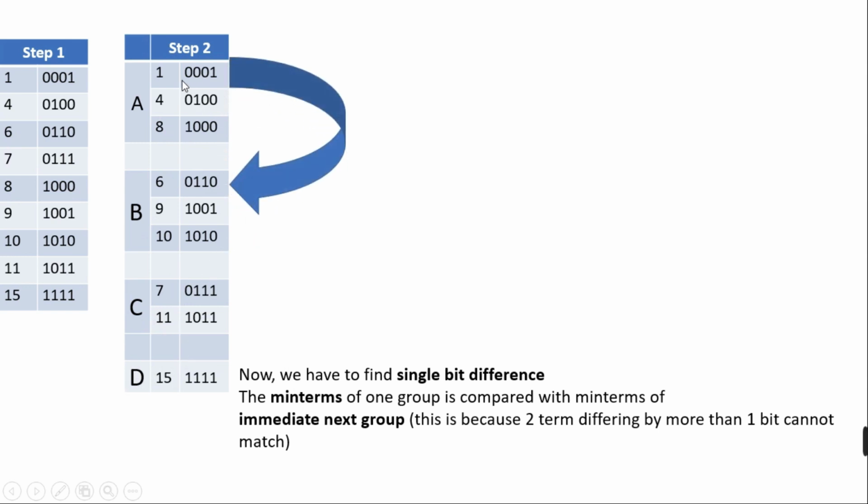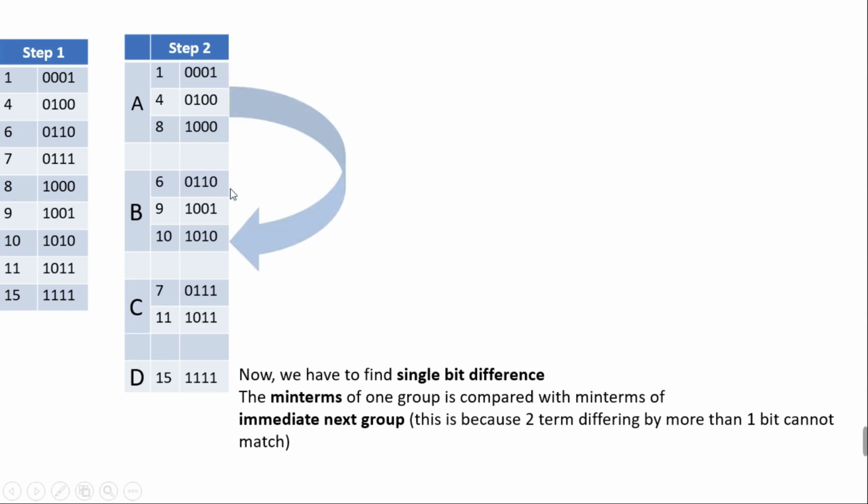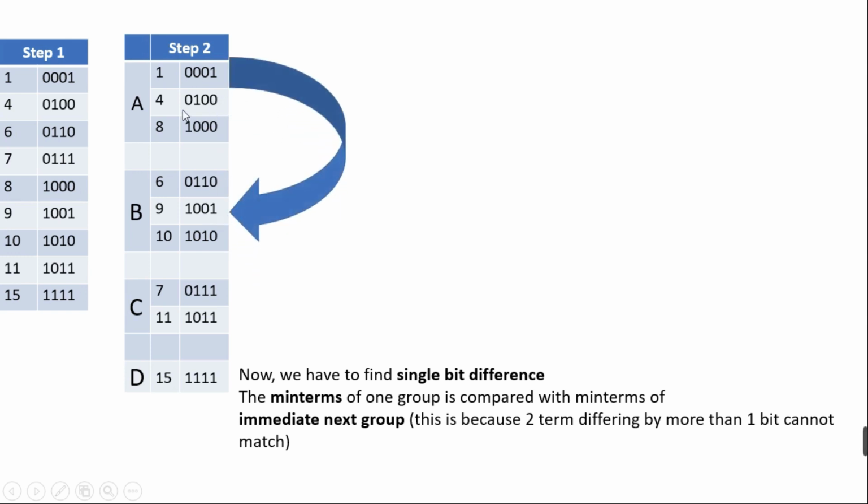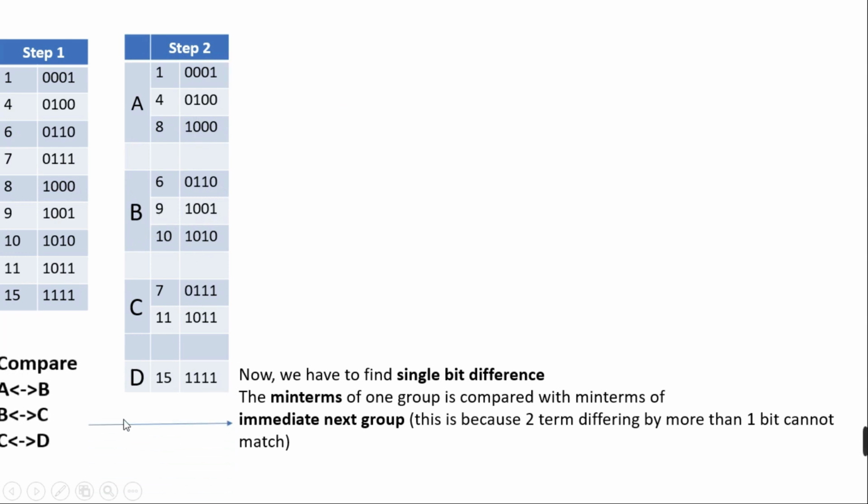At first we're going to compare 1 with 6. Then we're going to compare 1 with 9, and then 1 with 10. That's just for the comparison of 1. We're going to do the same thing for the later ones. We're going to compare 4 with 6, 4 with 9, and 4 with 10, and then 8 with 6, 8 with 9, and 8 with 10. After that our first 2 groups will be done. We'll be finished with the comparison of group A and B, and then we'll compare B and C and D. The whole comparison part will look like this.